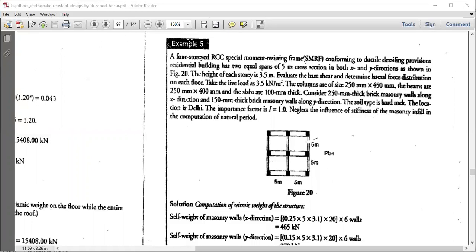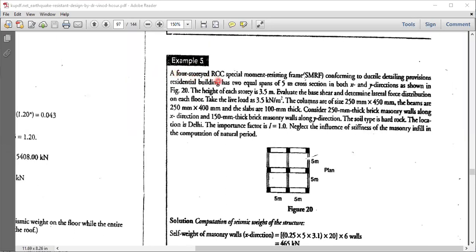Only change that can be expected in these examples here is the calculation of the dead load or calculation of the total weight of the building. So here we have another different type of numerical wherein they have given us how to calculate the dead load. Okay, so a 4-storied RCC special moment resisting frame. It's a RCC special moment resisting frame. RCC tells me to be used for calculating the natural period Tn, and special moment resisting frame tells me R is equal to 5.